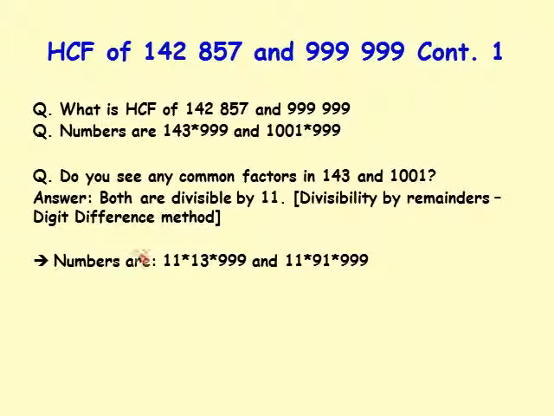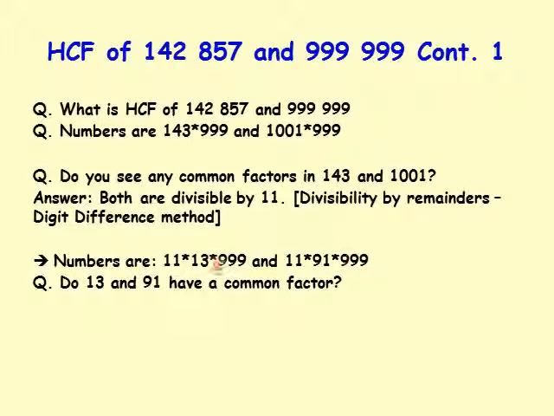Let's continue here. So the numbers are 11 times 13 times 999. When we divide 1001 by 11, I get 91 here, so 11 times 91 times 999. If you need some time to ensure that 1001 is 11 times 91, just think about it and work it out.